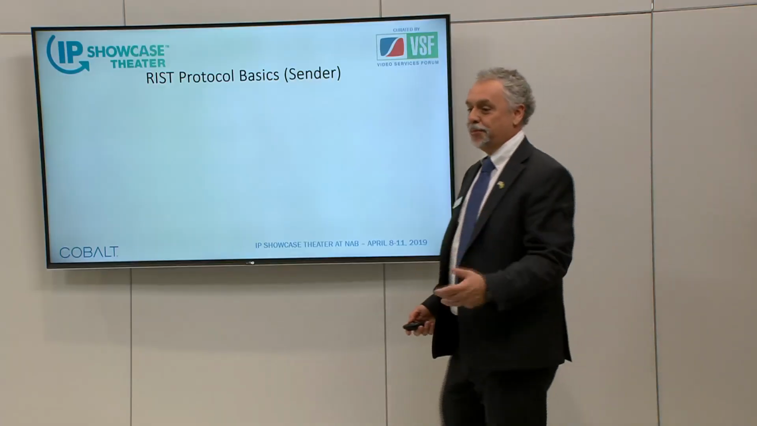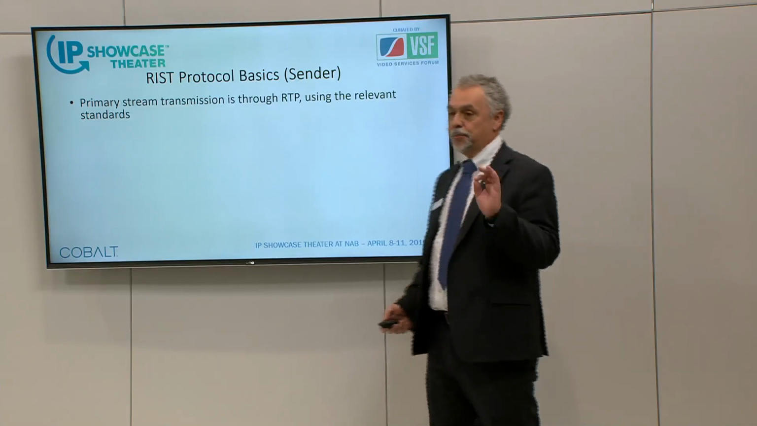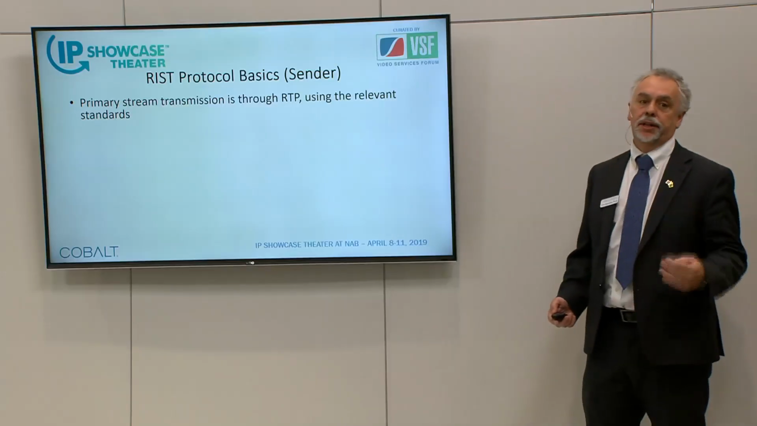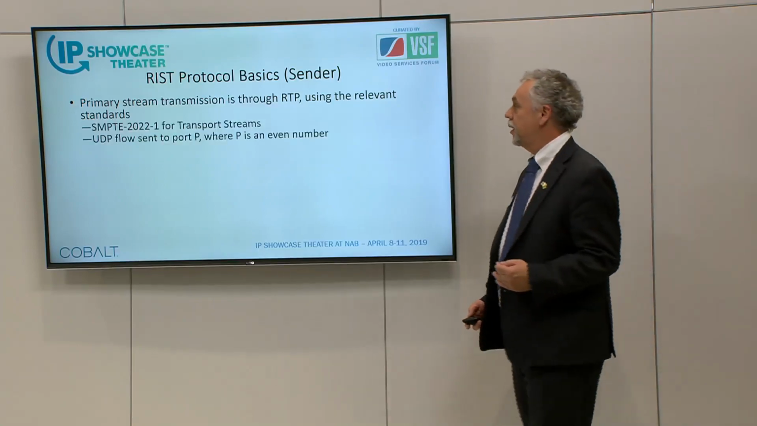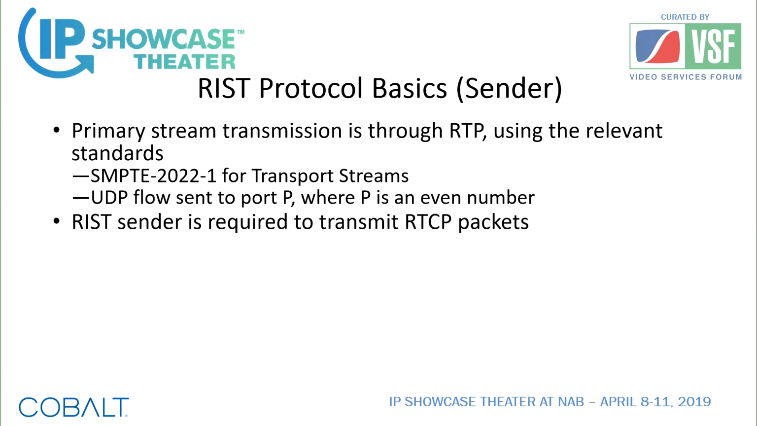So let's take a look at the protocol basics. Let's look at the sender first. The primary stream transmission is through RTP, using the relevant standard. So that gives you baseline interoperability with RTP implementations. So it is SMPTE 2022-1 for transport streams, and you send basically UDP packets to a port that's chosen to be an even number.